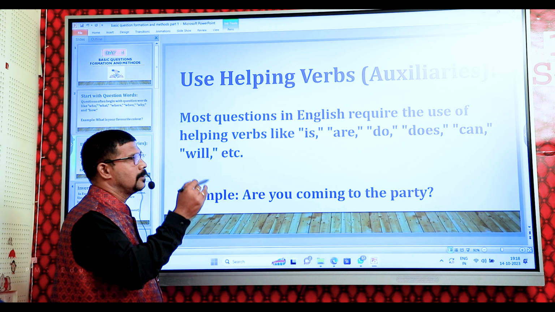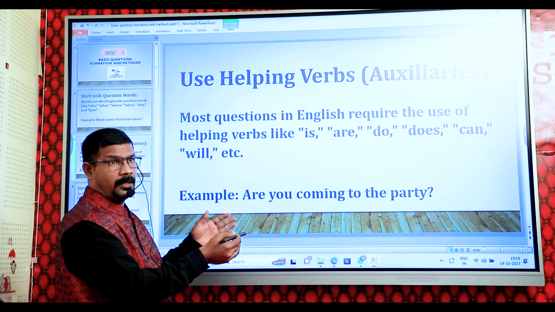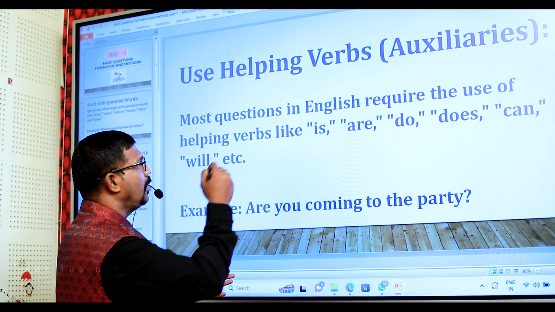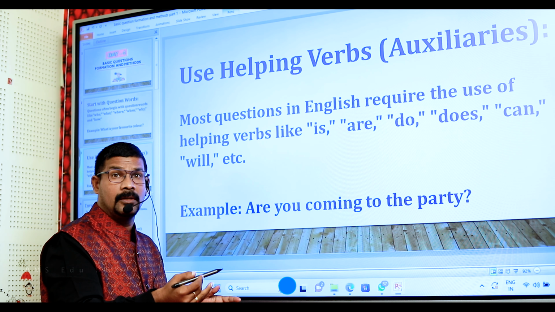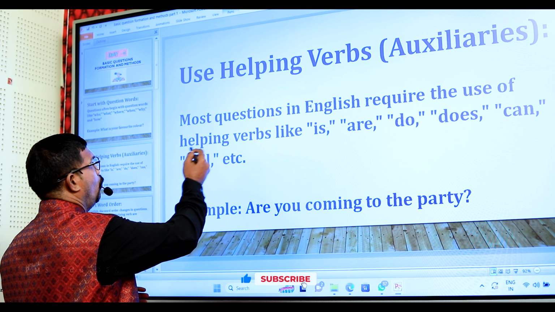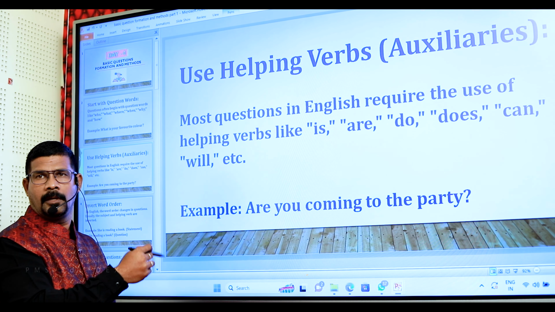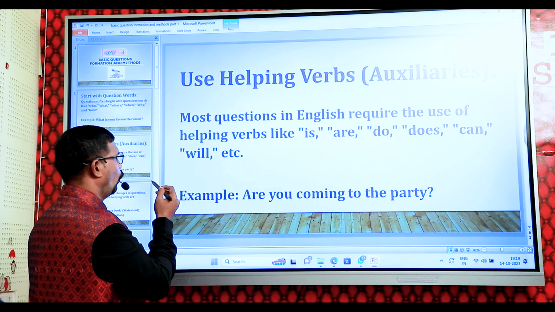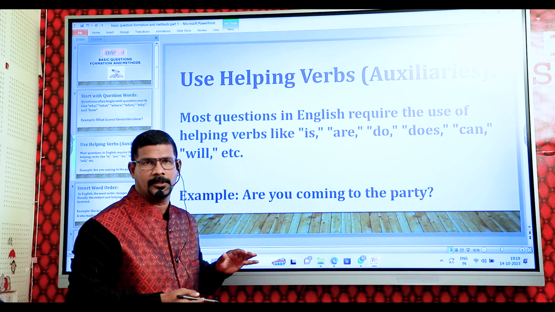Use helping verbs, auxiliaries. Next I'm going to explain elaborately what is a helping verb, what is a main verb, and what are auxiliary verbs. And also I'm going to teach you the mixed verbs. Let's see one by one. Most questions in English require the use of helping verbs like is, do, does, can, will, etc. So this is what we call using helping verbs.